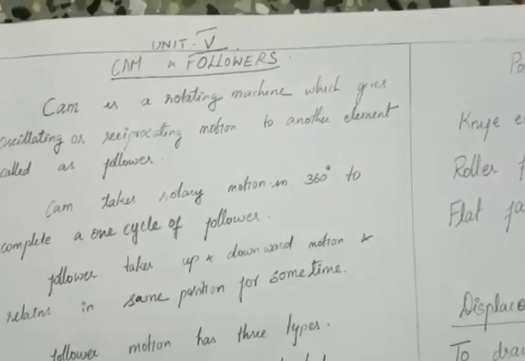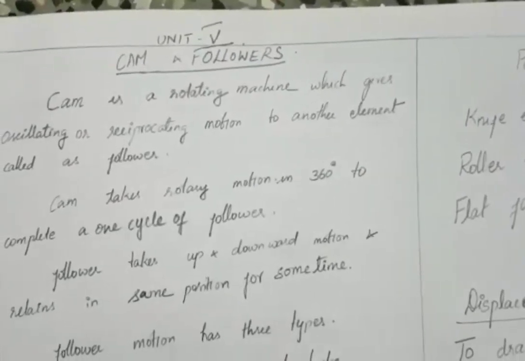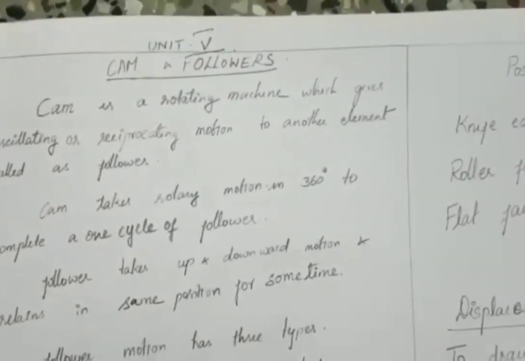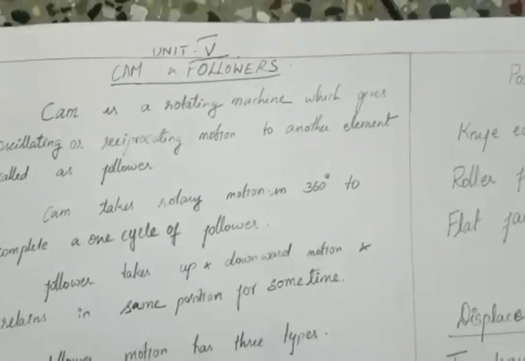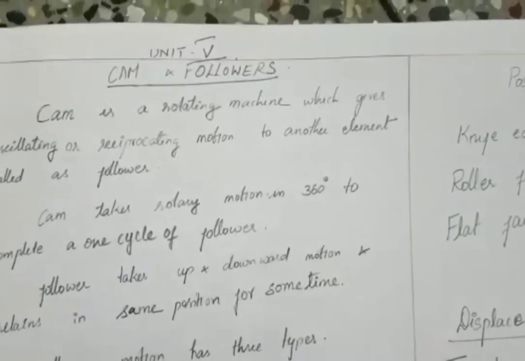Dear students, here I wish to explain about cam and follower. It is the fifth unit in KOM. Cam is a rotating motion element which gives oscillating or rotary motion to another element called the follower.